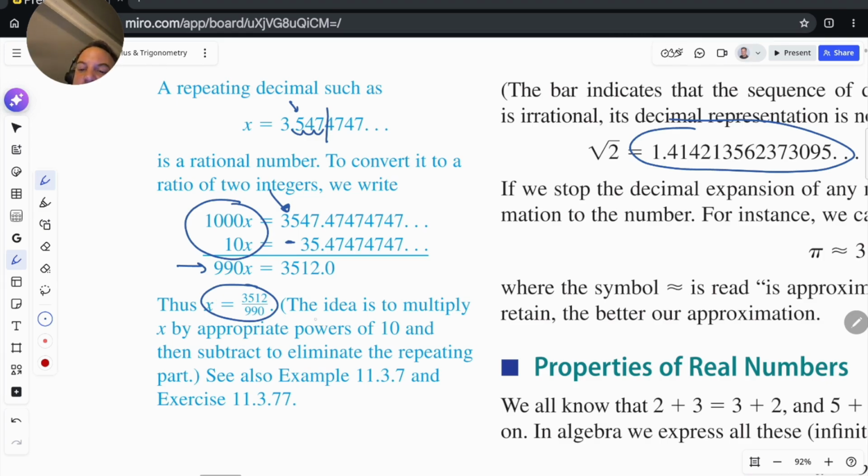So again, the idea is to multiply x by the appropriate powers of 10 and then subtract to eliminate the repeating part. So one more time, the number of digits in the repeating block determines which power of 10 to use. 1 repeating digit, multiply by 10. 2 repeating digits, multiply by 100. 3 repeating digits, multiply by 1,000, etc.